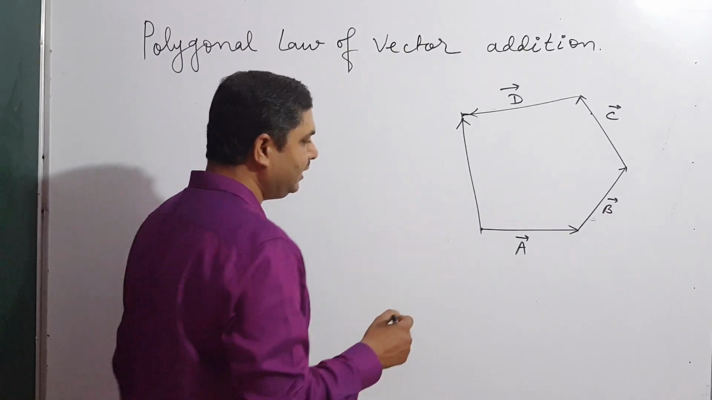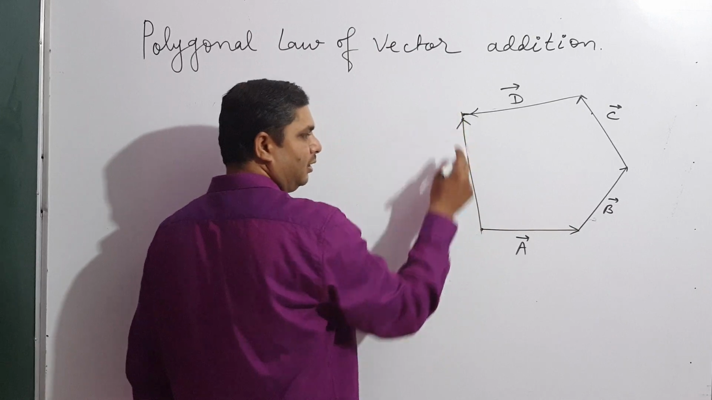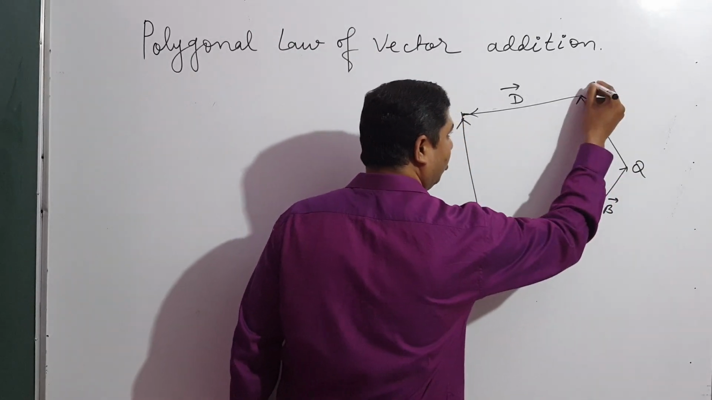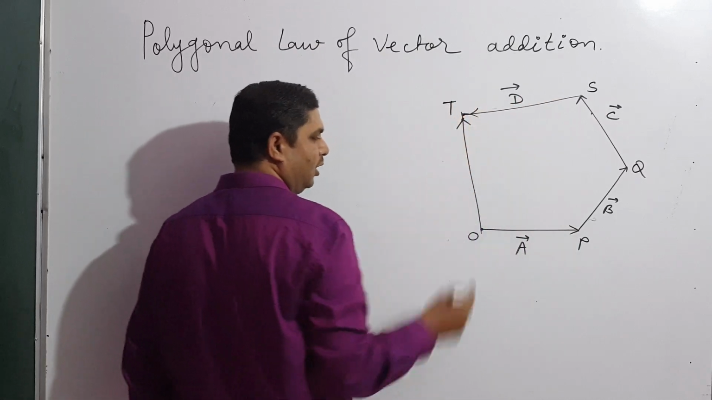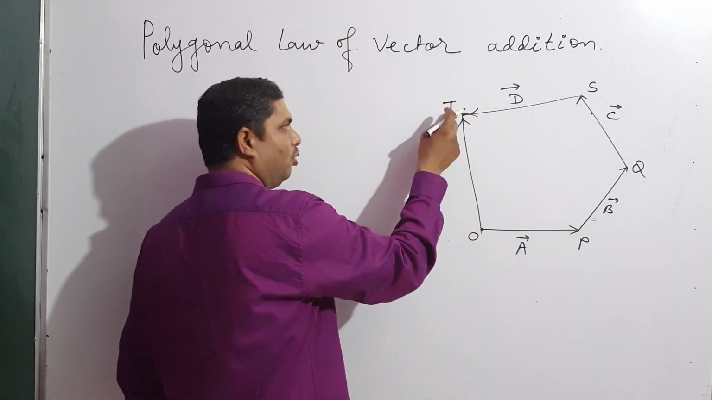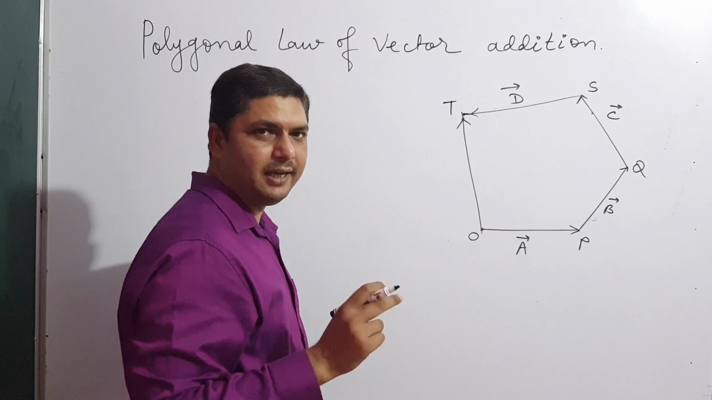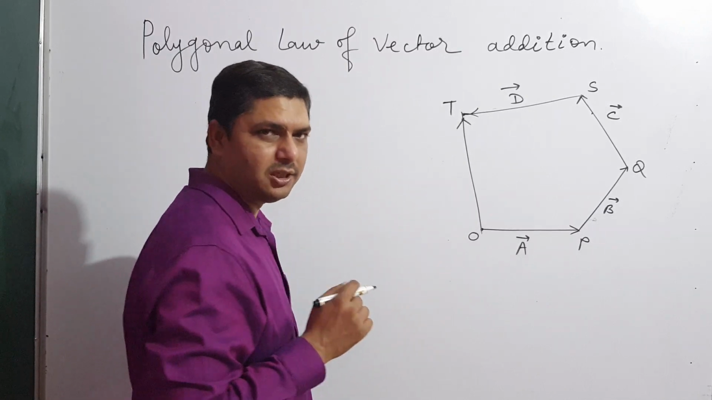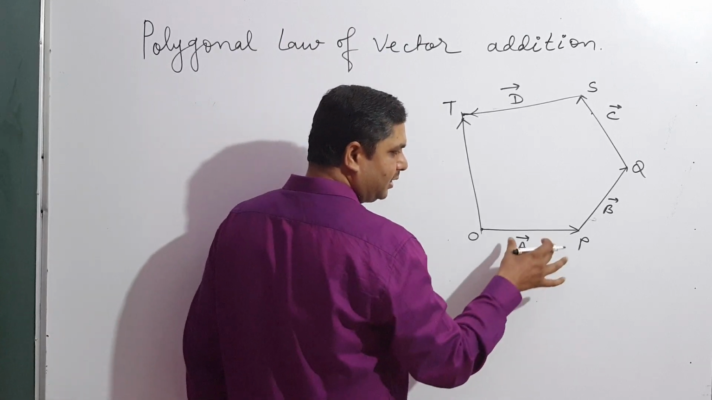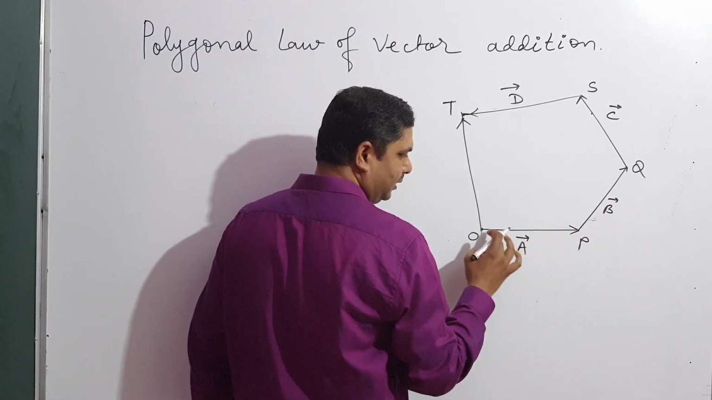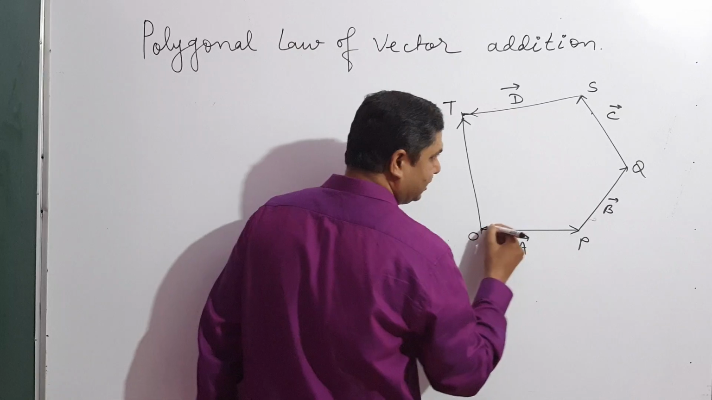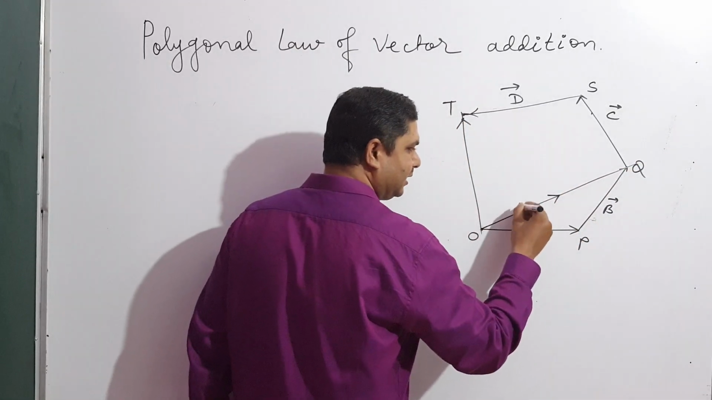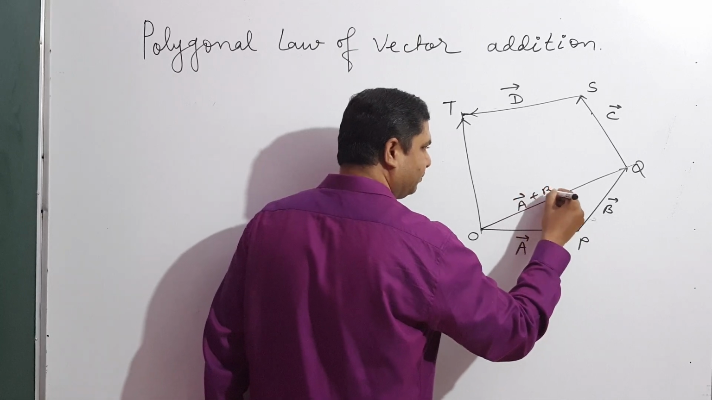We have to find this length. We are naming the points O, P, Q, S and T. So you have to find the length OT. For finding this, we use triangle law of vector addition. In triangle law of vector addition, this is vector A, this is vector B, in the same sense. We join the third side to get the resultant, and the third side is A plus B.